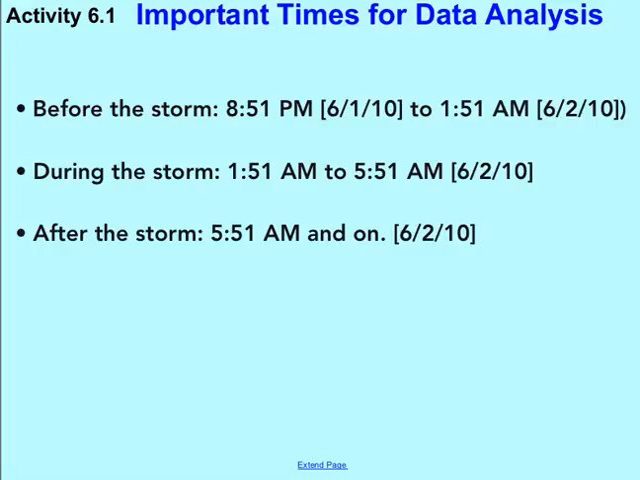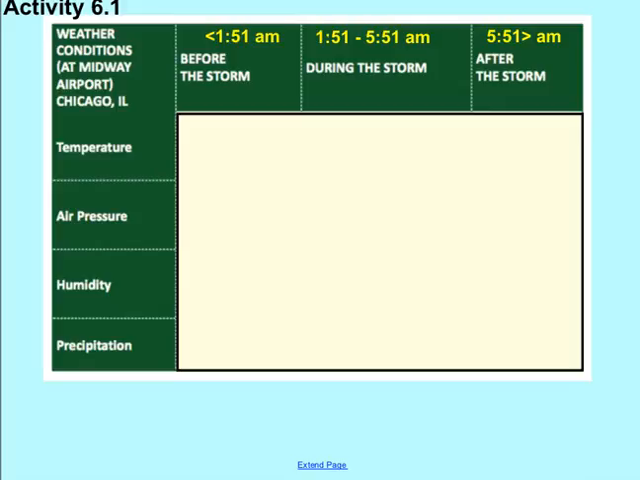And the reason we're doing it is, if you look at your data table, it says weather conditions at Midway Airport, and that's where this data was taken. You're going to have a box for temperature, air pressure, humidity, and precipitation. So the first column that you see right here, what you're going to do is write in a description. What do you notice before the storm about the temperature? What do you notice about the air pressure? What do you notice about the humidity? What do you notice about the precipitation?